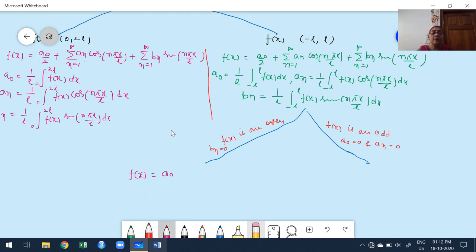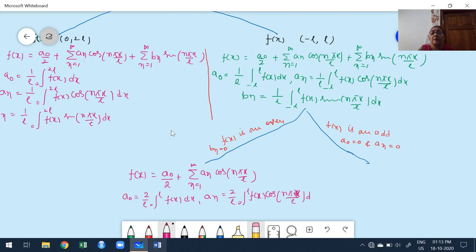Then we construct the Fourier series as a0 by 2 plus summation n ranging from 1 to infinity an cos of n pi x by L, where a naught is 2 by L, integral from 0 to L of f of x dx. The an formula is 2 by L, integral from 0 to L of f of x cos of n pi x by L with respect to x.